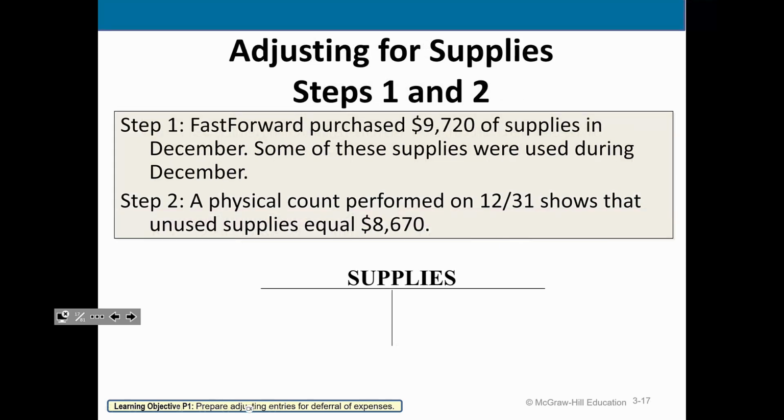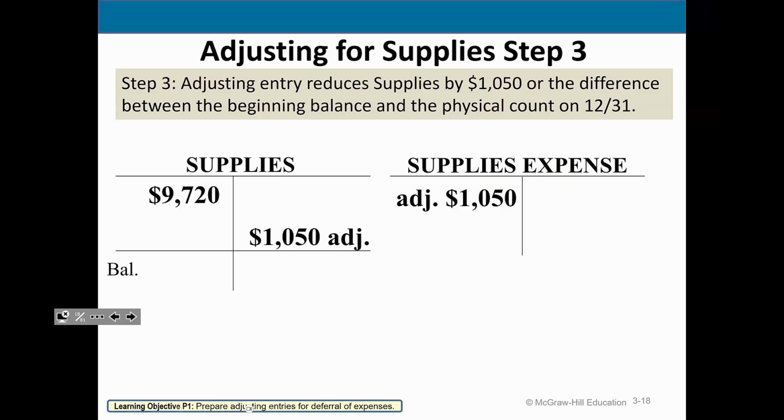Then we did a physical count as of 12/31 that shows us that we had unused supplies equal to $8,670. Is that our ending balance, our beginning balance, or our adjusting journal entry amount? It's our ending balance, because it said at the end is what we have. Words are important in accounting too sometimes. Numbers are fabulous, but words are important.